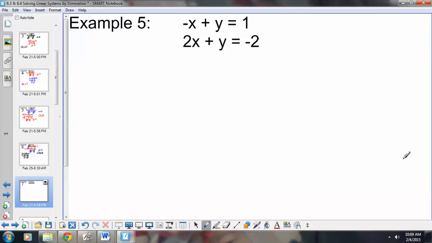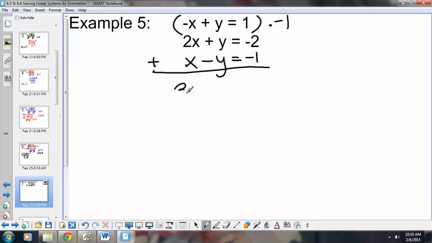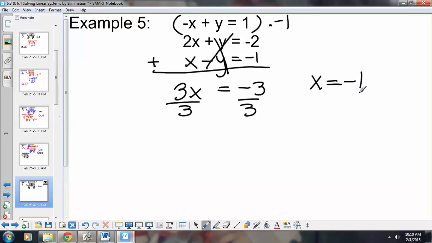Does it matter which variable we eliminate? No, it doesn't. I heard multiply by negative 1 first, so we're going to do that first. Let's multiply the first equation by negative 1. So negative x times negative 1 is positive x. Negative 1 times y is negative y. Negative 1 times 1 is negative 1. Now add the equations together. 2x plus x is 3x. If I add the y's, they're going to be eliminated. Equals negative 3. Divide both sides by 3. X is equal to negative 1.